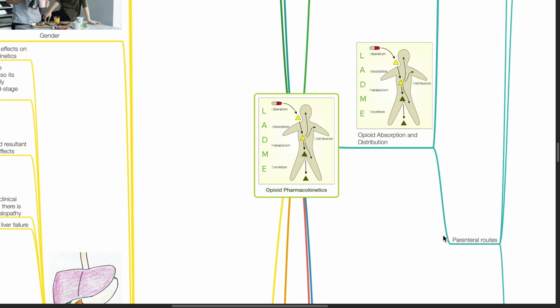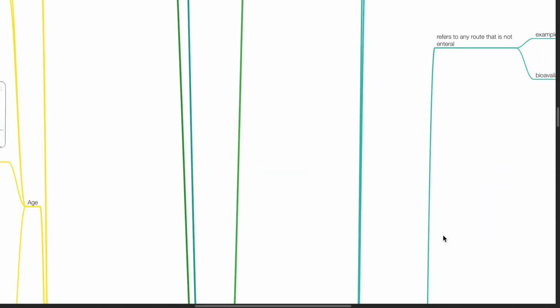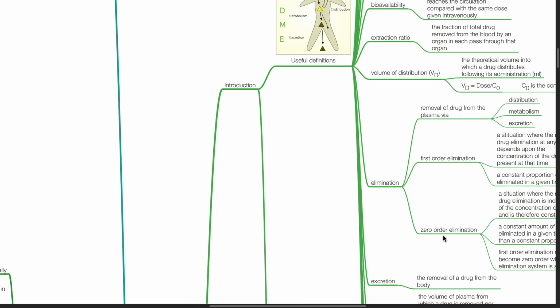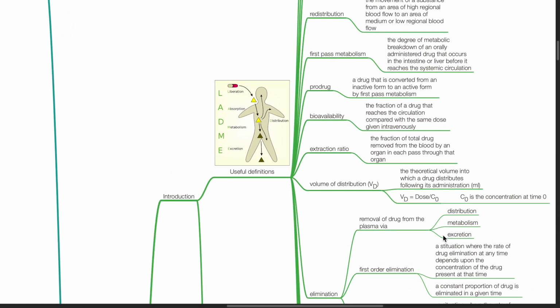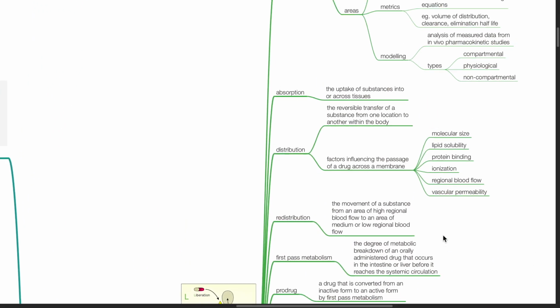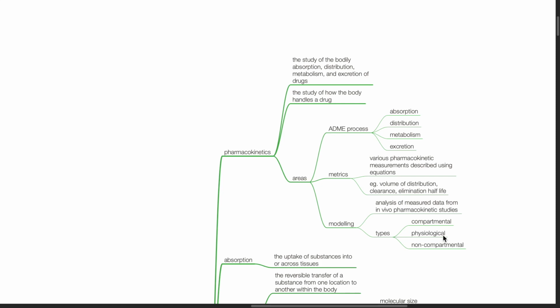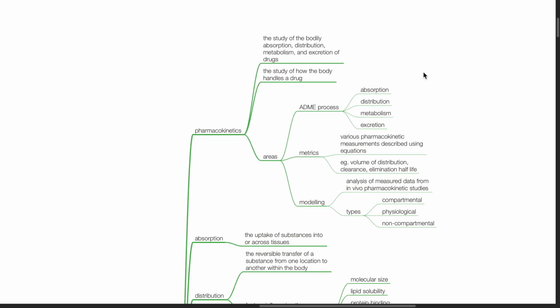Today we'll be discussing opioid pharmacokinetics. Introduction. Useful definitions. Pharmacokinetics refers to the study of the bodily absorption, distribution, metabolism, and excretion of a drug. Areas of study include the ADME process, also known as absorption, distribution, metabolism, and excretion processes.